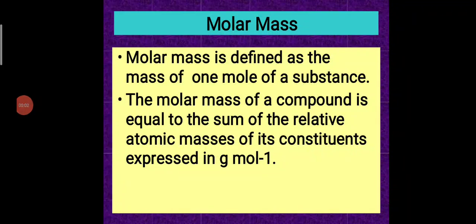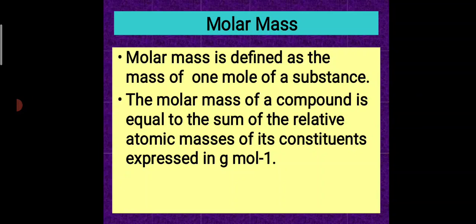Molar mass. Molar mass is defined as the mass of 1 mole of a substance. So it is defined as 1 mole of a substance, we call it as a molar mass. The molar mass of a compound is equal to the sum of relative atomic masses of its constituents, which is expressed in gram per mole.